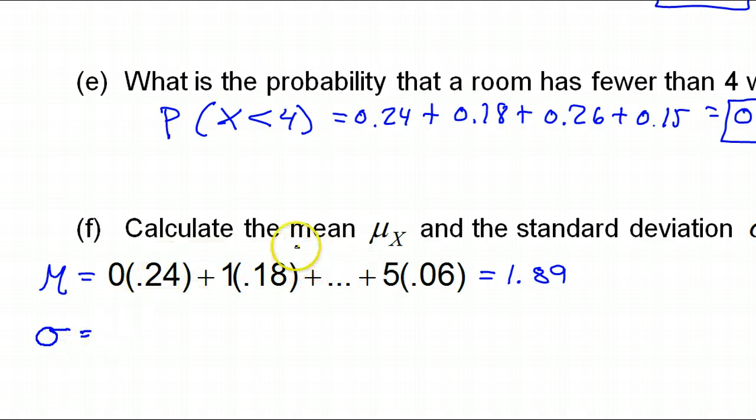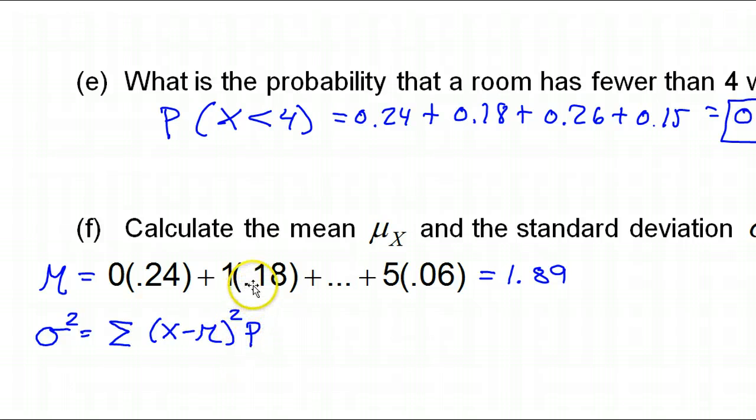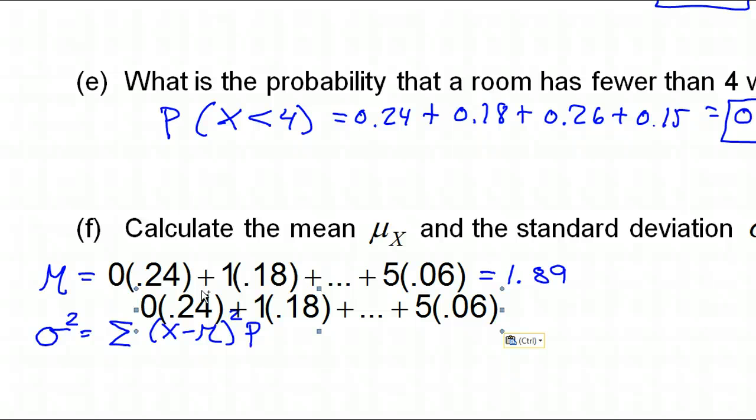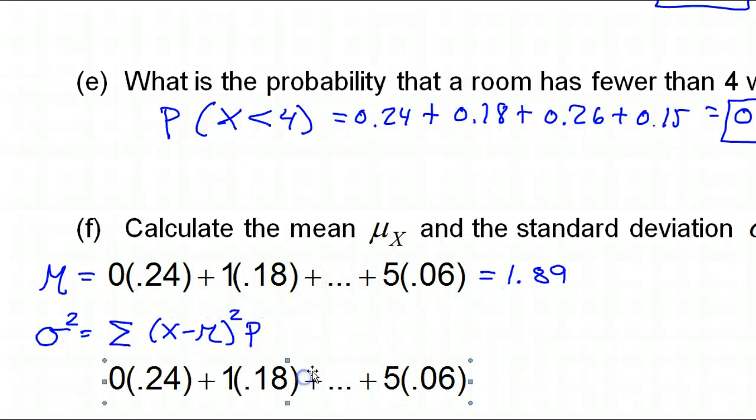Okay, now we need to find the standard deviation. Well, we can't find the standard deviation directly. We have to start by finding the standard deviation squared, which is called the variance. And later we'll have to take the square root of that. Now, the formula for that is, again, we do the sum of a bunch of things, but we're supposed to take each x value, subtract the mean that we just found, square that, and then multiply by each probability.